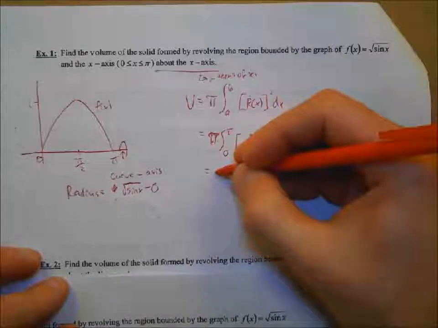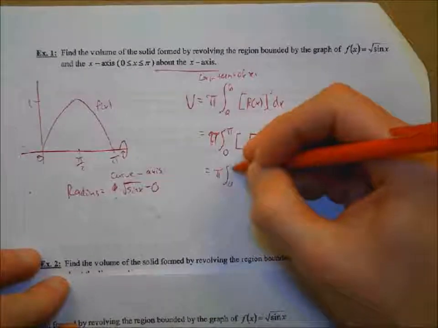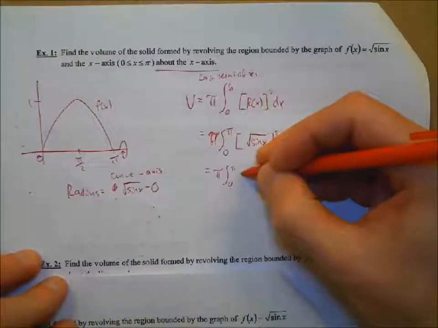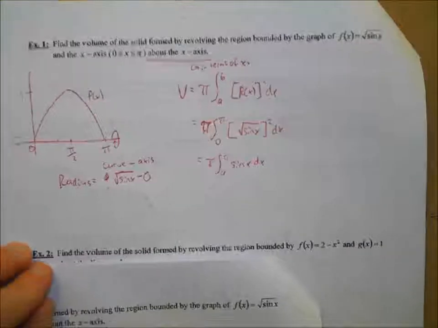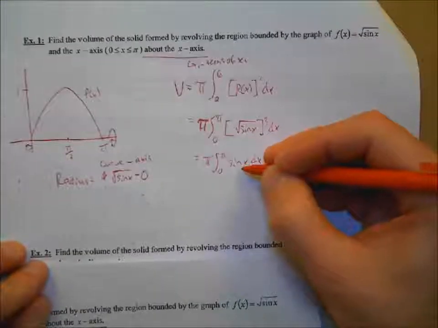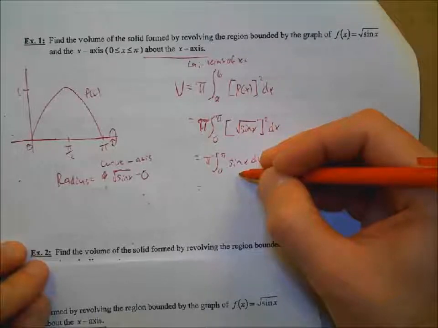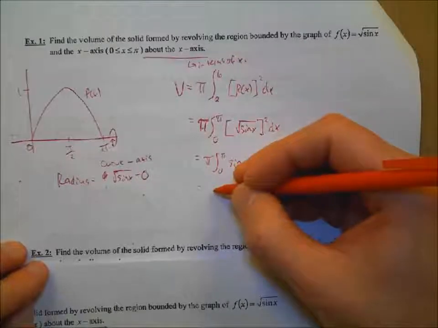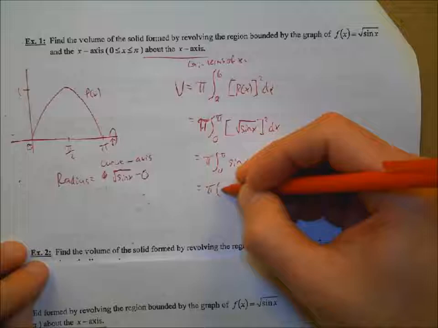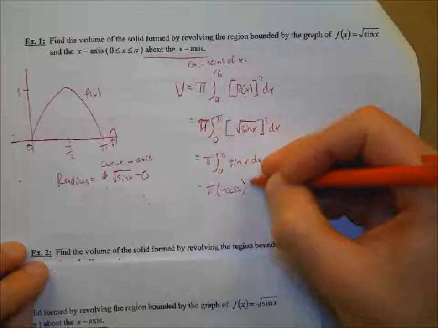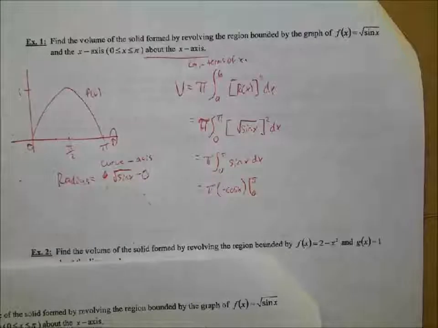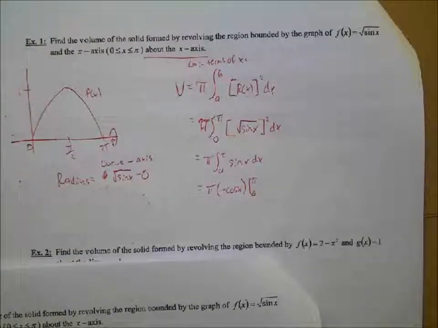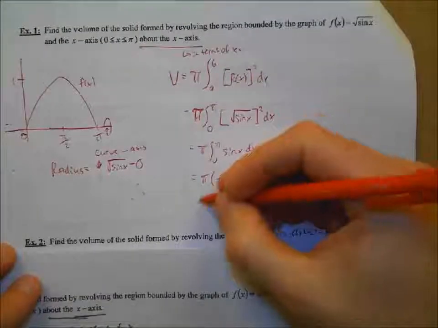We'll simplify here. Squaring the square root leaves us with just sine of x. Wasn't that nice? All right. Integral of sine: negative cosine. Do you really not have these down yet? He was testing us. Did we pass, Lander? Sure.